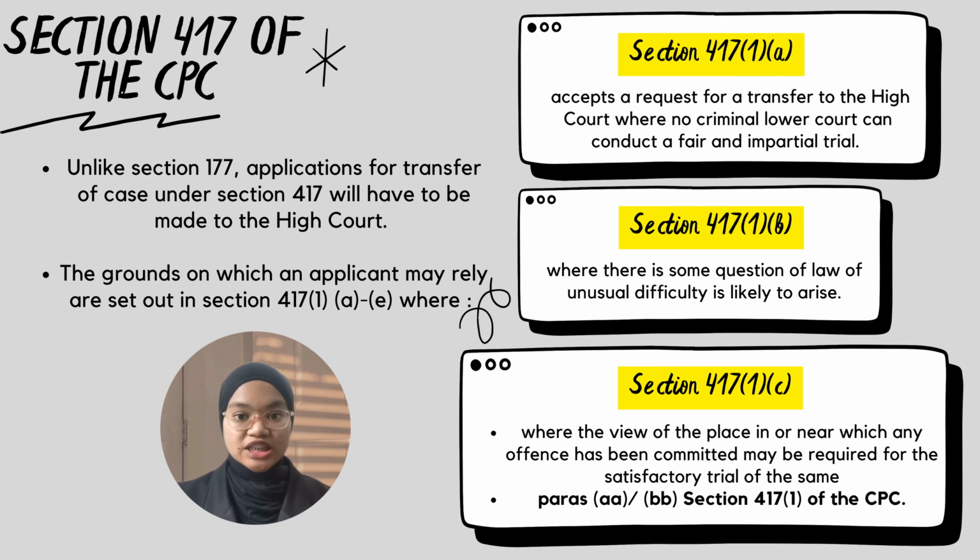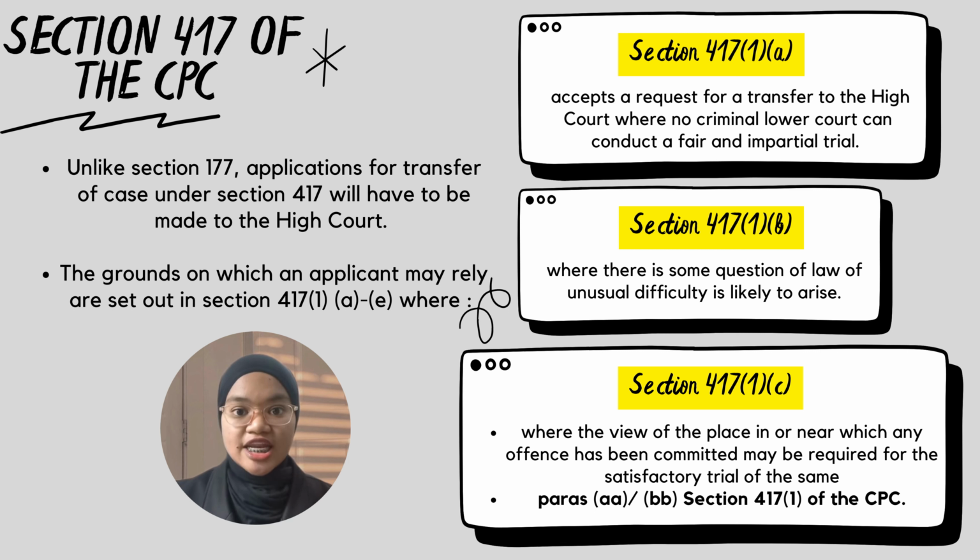Next, unlike Section 177, application for transfer of case under Section 417 will have to be made to the High Court. The grounds on which an applicant may rely are set out in Section 417, subsection 1A to E, where subsection 1A accepts a request for transfer to the High Court when a criminal lower court cannot conduct a fair and impartial trial. Subsection 1B, where some question of law of unusual difficulty is likely to arise. Subsection 1C provides when the view of the place in or near which any offence has been committed may be required for the satisfactory trial of the same.